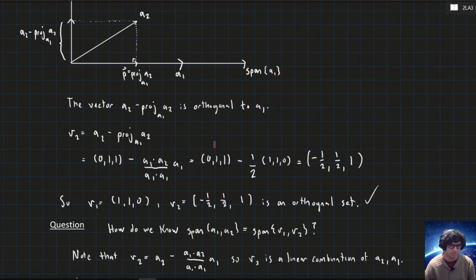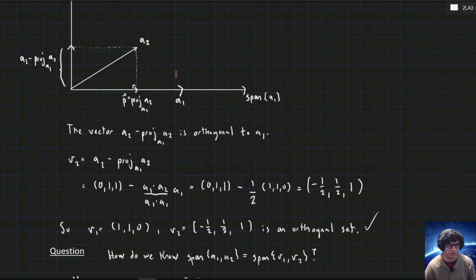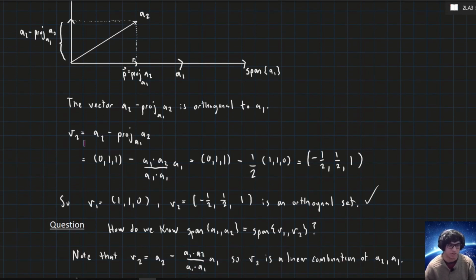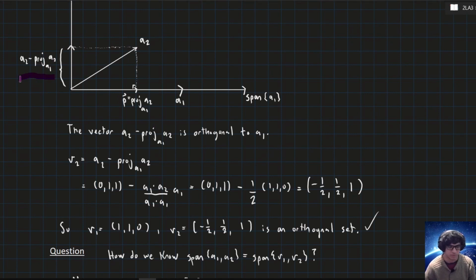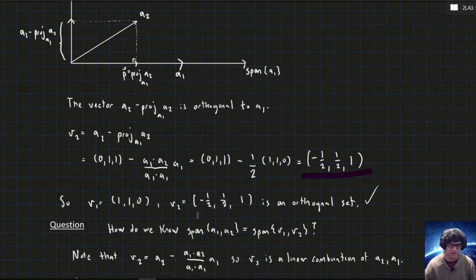So if I work this out for our example here, I'll get that this vector here is going to equal this. And that's the vector I'm going to replace A2 with. I'm going to call it V2. And I'm going to leave A1 the same, but now I'm just going to relabel it to V1. So now V1 and V2 are an orthogonal set, right? You can check the dot product is 0 now.